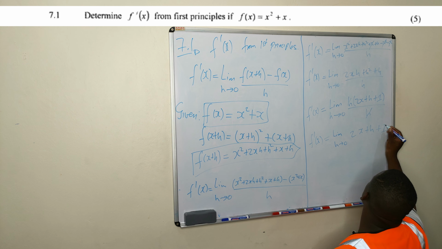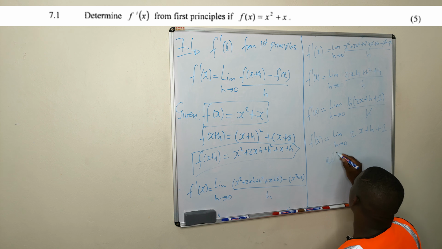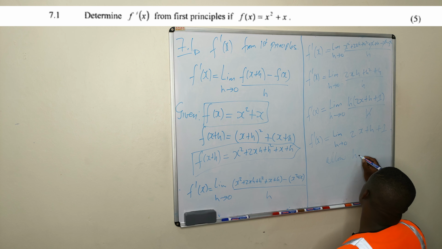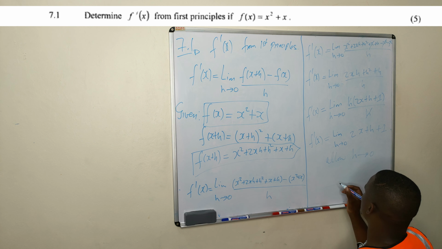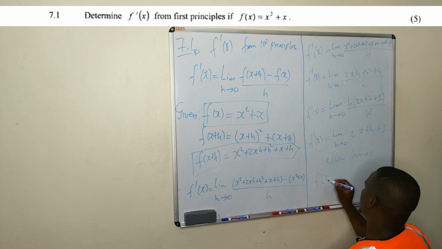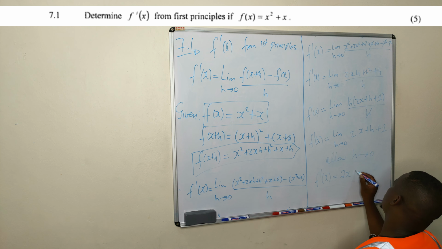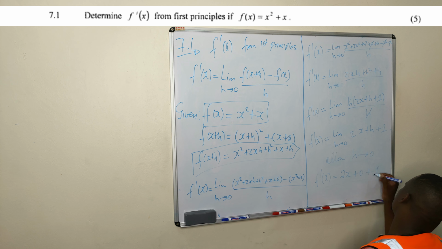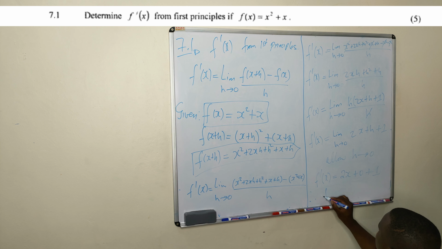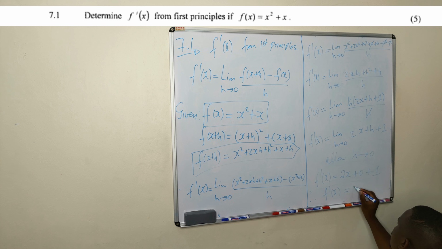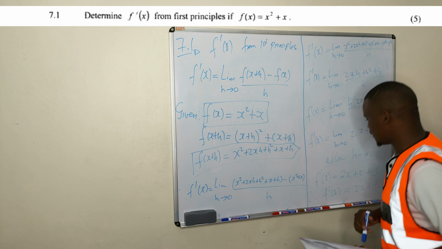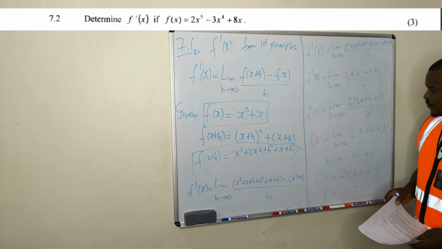h plus 1. Then you allow your h to go to 0, which means we have f prime at x is equal to 2x plus 0 plus 1. Therefore, f prime at x is equal to 2x plus 1. This is your f prime from first principles. Straightforward.